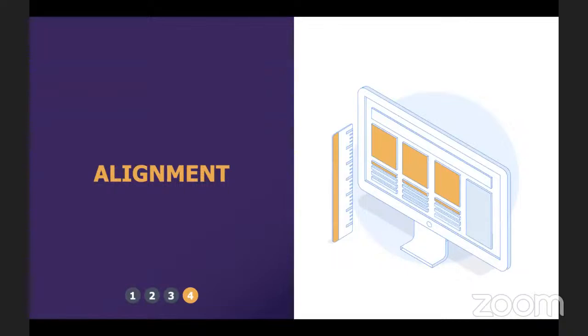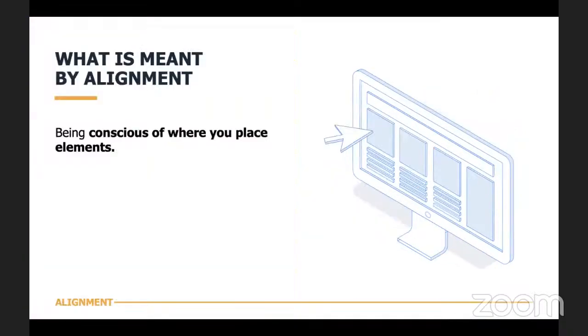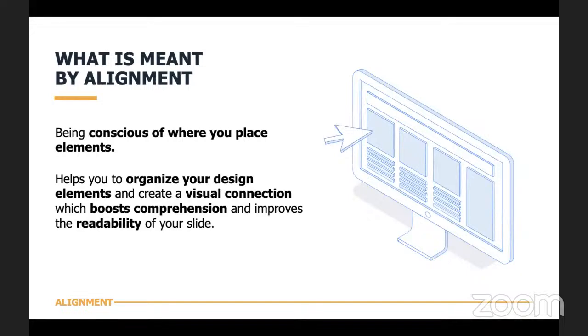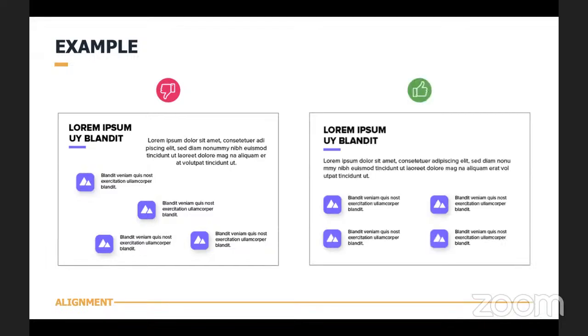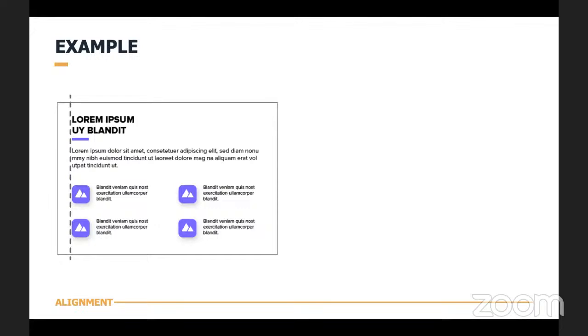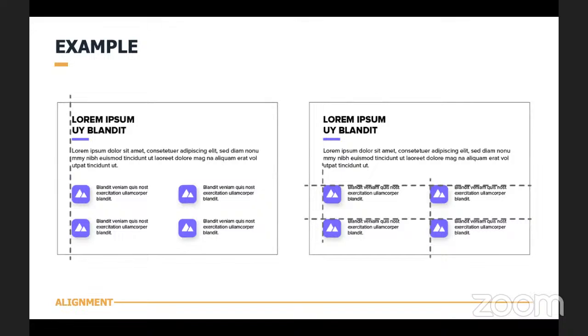Alignment can be used. This is the 4th design principle, and we're going to work through alignment. This is where you place your elements on your slides. It helps to organize the various elements on your page to create visual connections, which boost comprehension and improves the readability of your slides. These items are all placed randomly on the page, and the eye jumps from one point to the other. In the example on the right, under the green thumbs up, the items look more organized and easy to follow and to read. This is achieved by aligning the items on the slide vertically and horizontally.